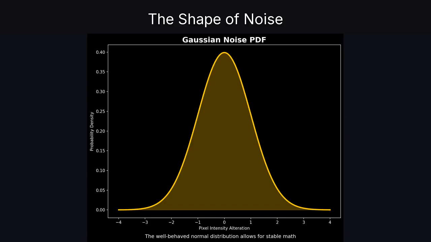The noise we add isn't just any static. It follows a Gaussian distribution. This means the pixel values cluster around zero. Because Gaussian noise is well understood, it gives us strict mathematical guarantees.